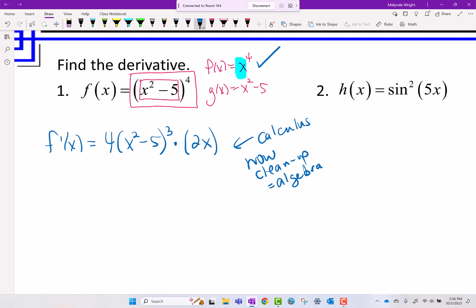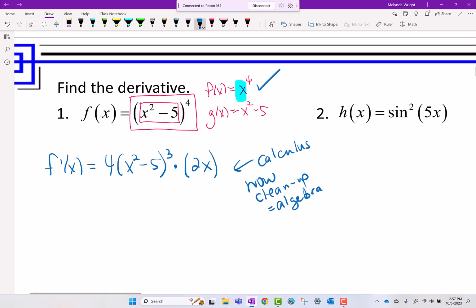Okay, so if we can make things look better, we should. Why can't you just multiply the x squared times the 4x squared, then put the 8 in front and just do that? So the reason we can't rewrite this is because of this subtraction sign. That ruins all of our fun. I can't rewrite it as x squared to the 4th minus 5 to the 4th. That's not a thing. So I have to treat it as one entity.